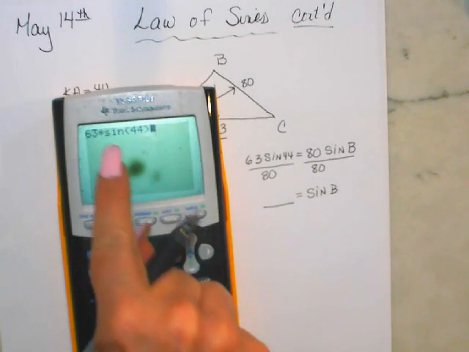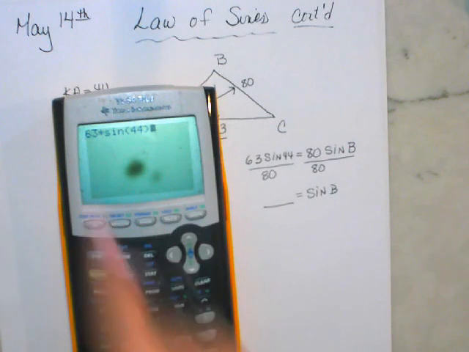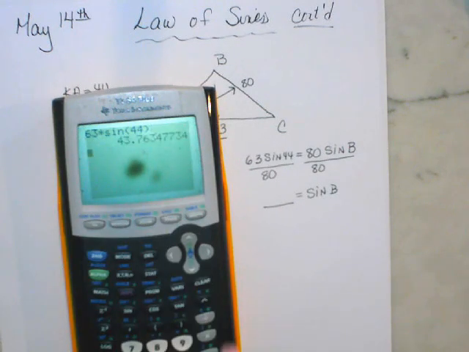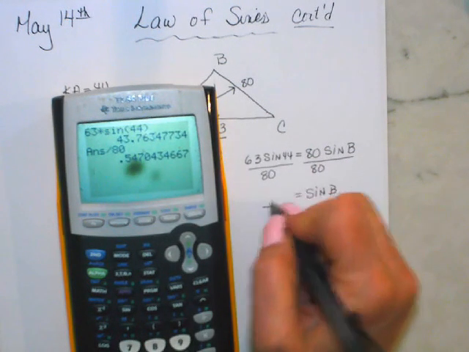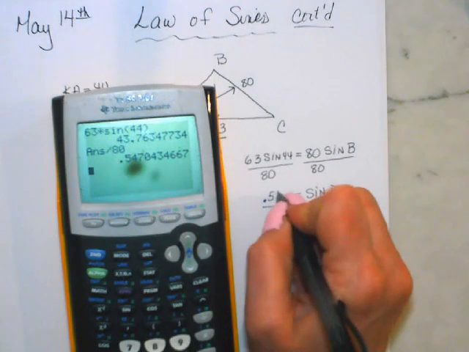I'm not going to hit divided by 80 because it'll only divide the last one by 80. Well, actually it won't with this, but I always hit enter and then divide by 80. And I get this decimal. Now I'm going to just write it as 0.547.